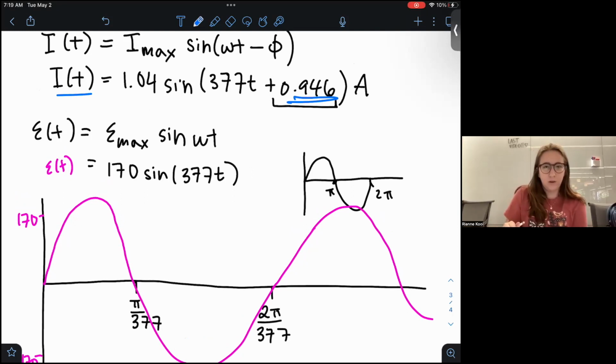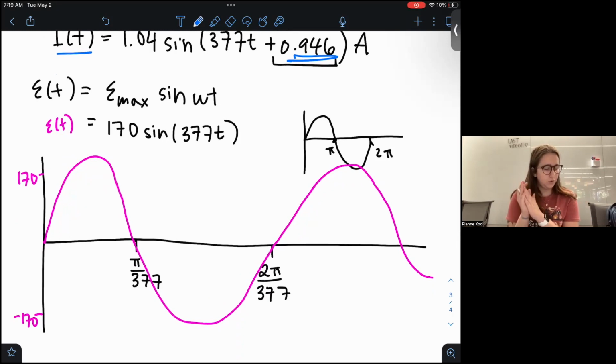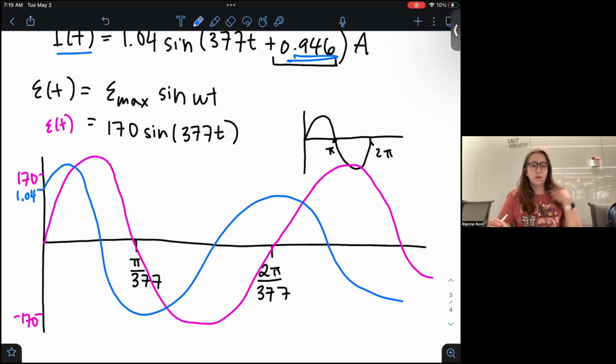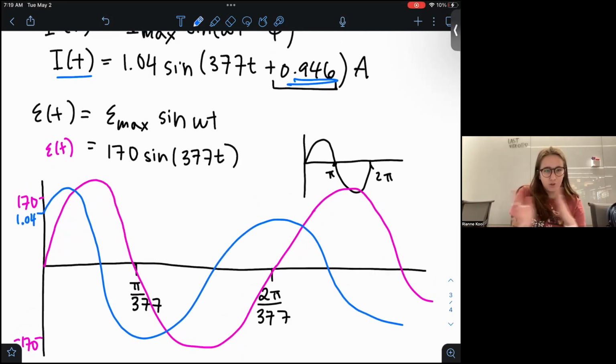What that's going to do is shift it back, actually. So instead of starting at 0, it's going to start about here. And it'll kind of go like that. So let's say that this is 1.04. So we can see that this little 0.946 just shifted it over to the left. So yeah, that is how you would solve this type of problem.